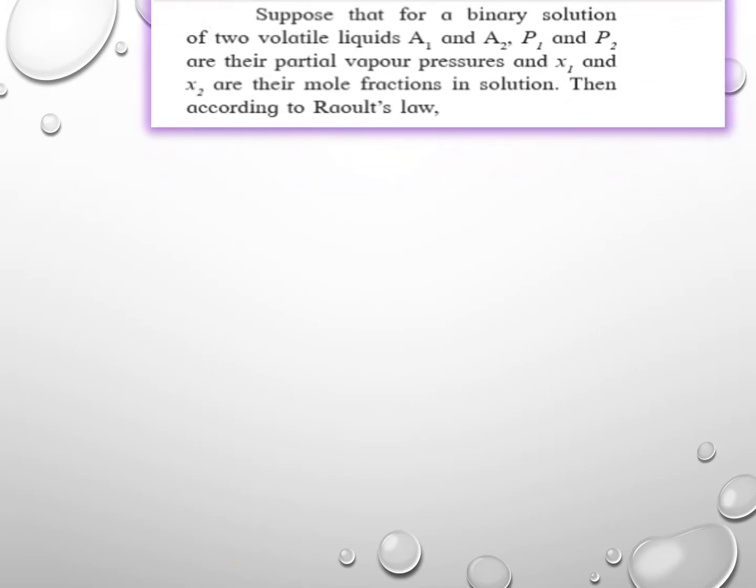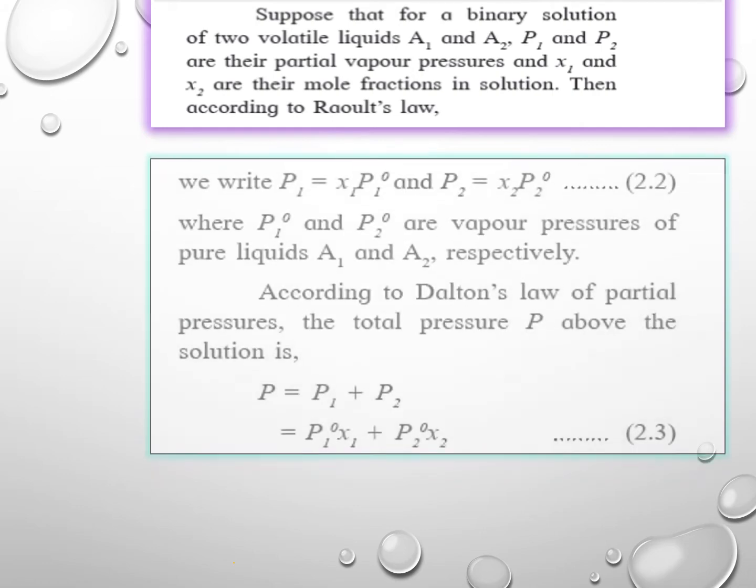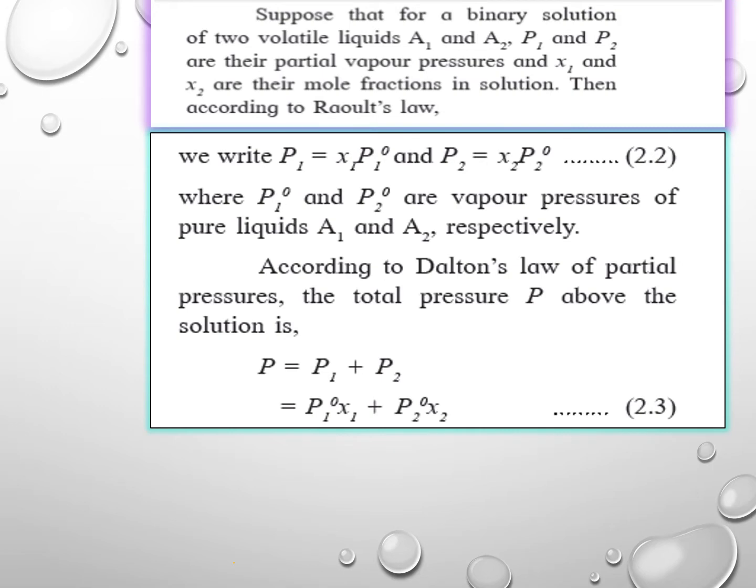Now the same thing can be applied to a binary solution. Suppose that for a binary solution of two volatile liquids, you have A1 and A2. Of course there will be partial pressures due to A1 and due to A2, which are given as P1 and P2, while X1 and X2 are the mole fractions in the solution. Then according to Raoult's law, the vapor pressure P1 is X1 P01, while the vapor pressure P2 is given as X2 P02, where P01 and P02 are the vapor pressures of the pure liquids.